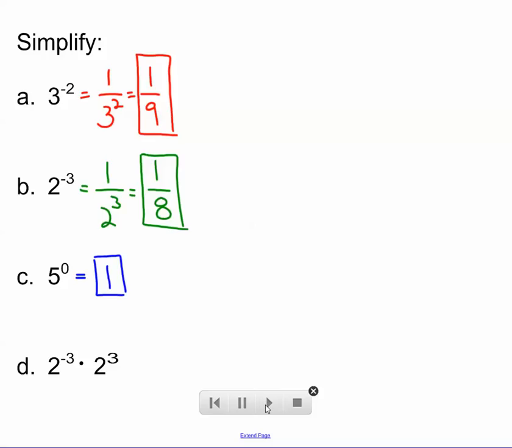And I think example D does a good job of illustrating why anything to the 0 power is 1. Because we know that when we are multiplying numbers with the same base, we add their exponents. Negative 3 plus 3 is 0. So 2 to the negative third times 2 to the third is 2 to the 0. And 2 to the 0 is 1. Let's take that a step further, though. Let me show you another way that this works out.